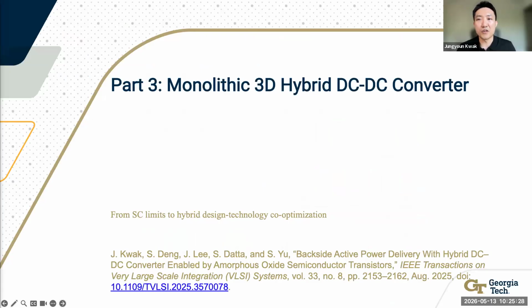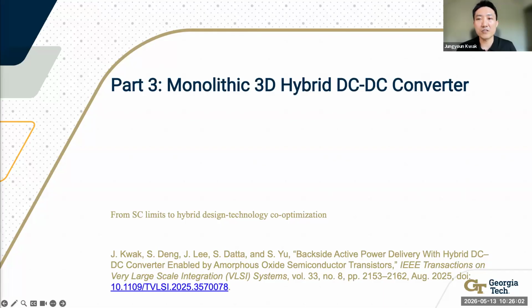Now we enter part three. This is a highlight of our TVSI work, the monolithic 3D hybrid DC-DC converter. This is the main contribution of our paper. Part two showed that we have working back-end line compatible devices and a 2-to-1 switched capacitor converter. But a pure switched capacitor design cannot achieve 12 volt to 0.7 volt conversion, as the next slide will show.